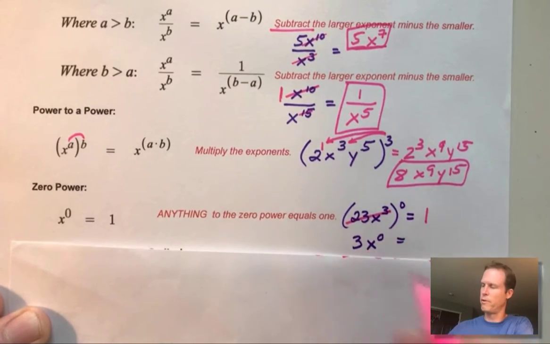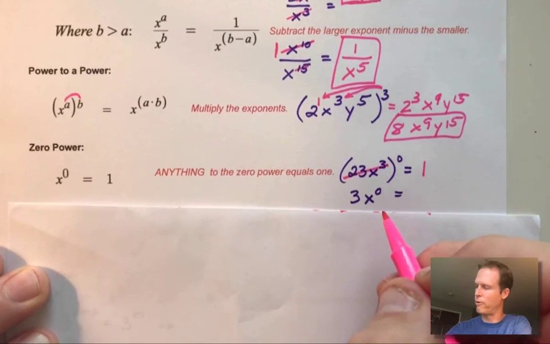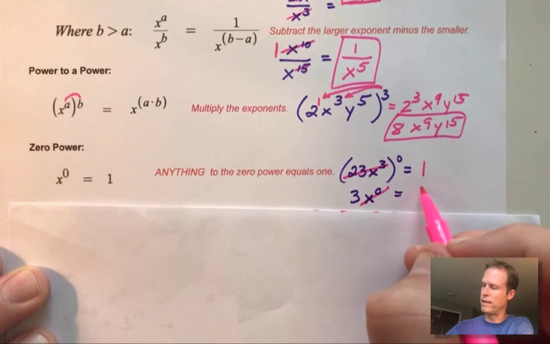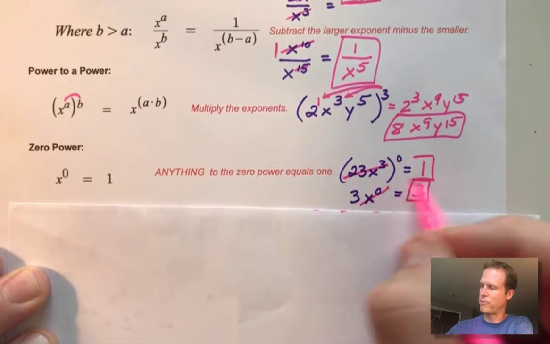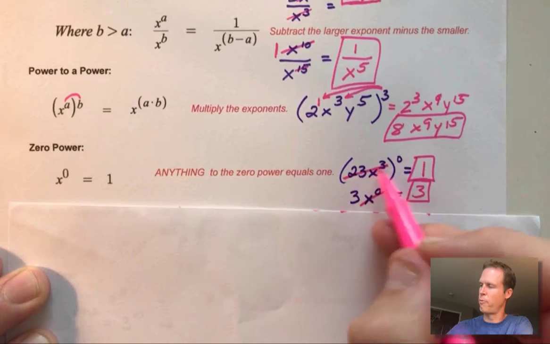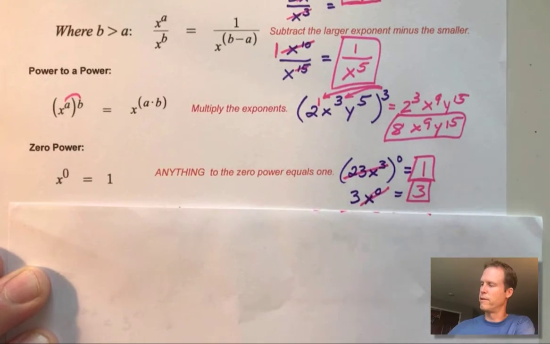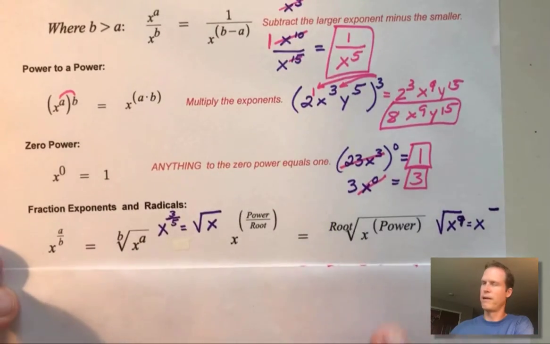In this kind of example though, if I have this 3 times x to the 0 power, just the x to the 0 power goes away to a 1, and 3 times 1 leaves you with a 3. So notice how that works. 0 powers turn into 1s, like it did here. And if there's anything else left with it, it gets multiplied to the 1, like you saw there. We have 2 more things left.